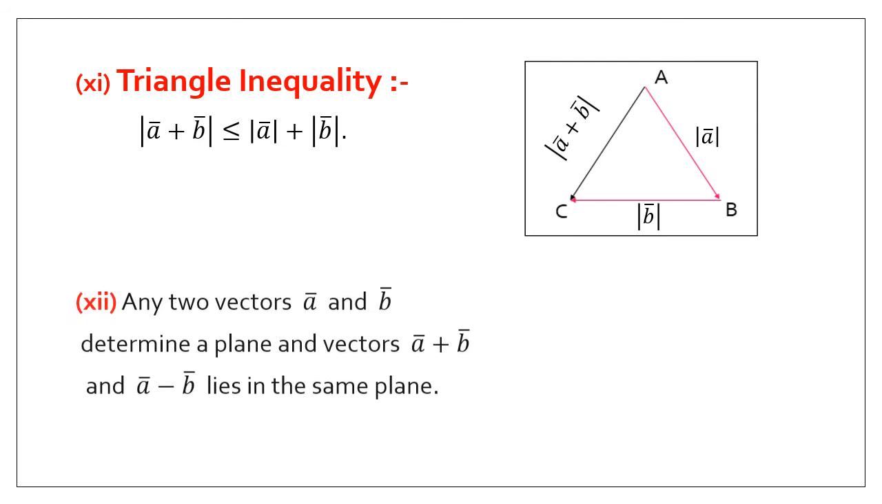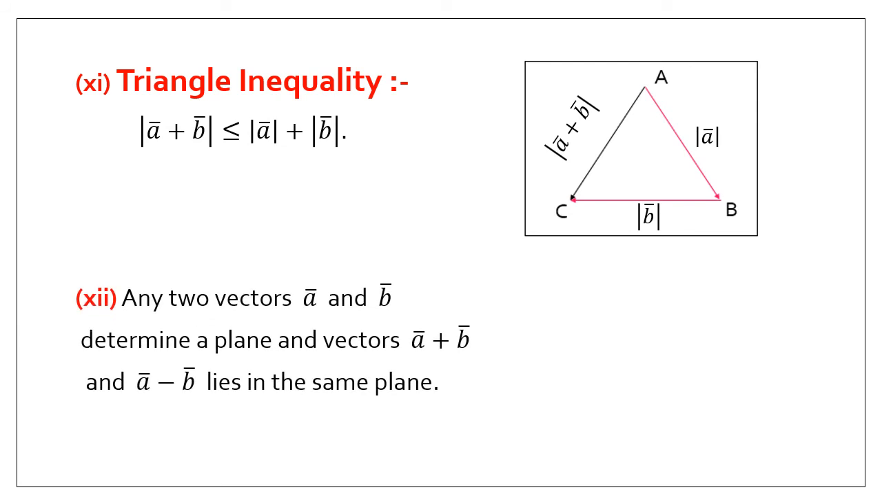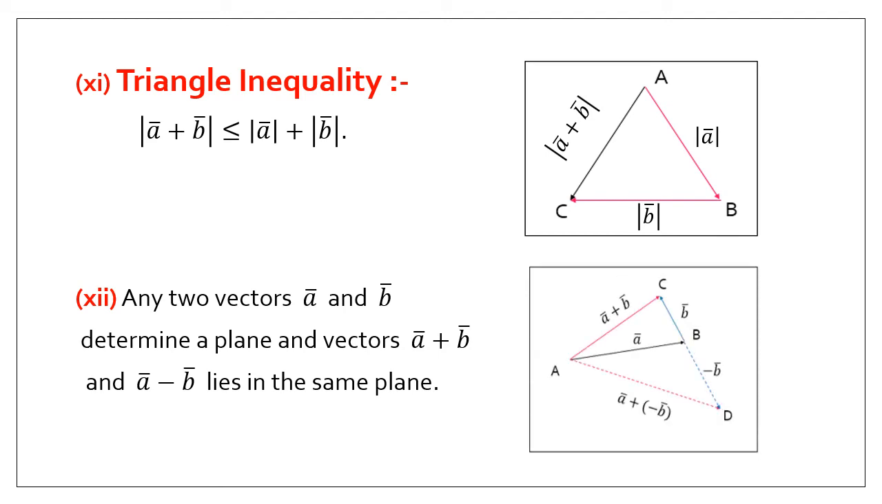Next, any two vectors A bar and B bar determine a plane, and the vectors A bar plus B bar and A bar minus B bar lie in the same plane. See student, if two vectors A bar and B bar are in the same plane, then the addition and subtraction of those vectors also lie in that plane.